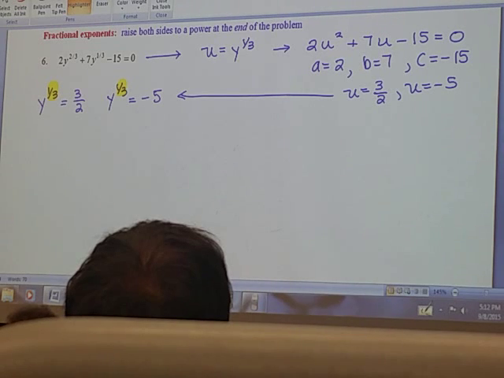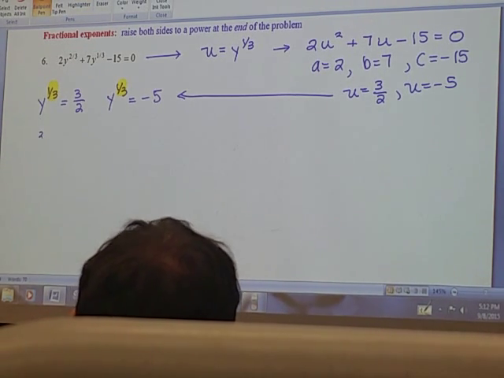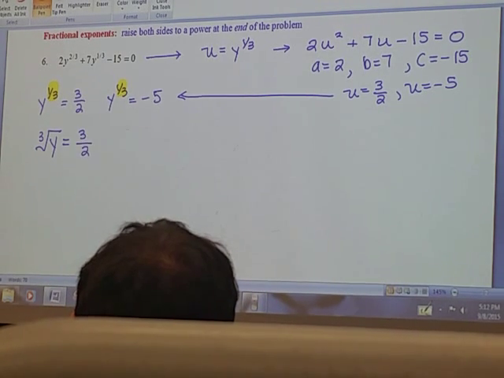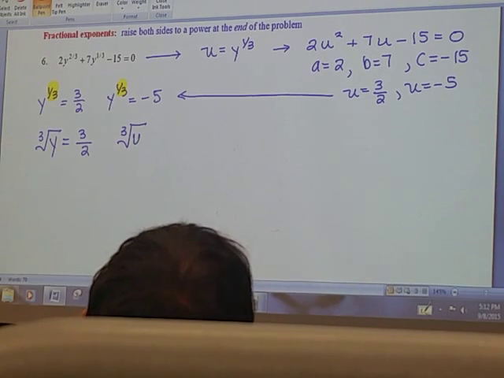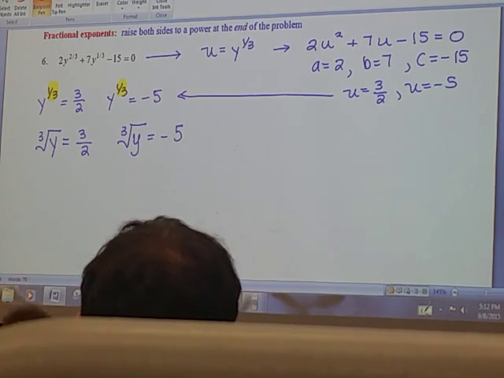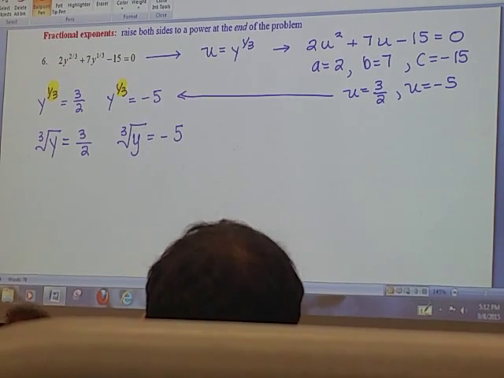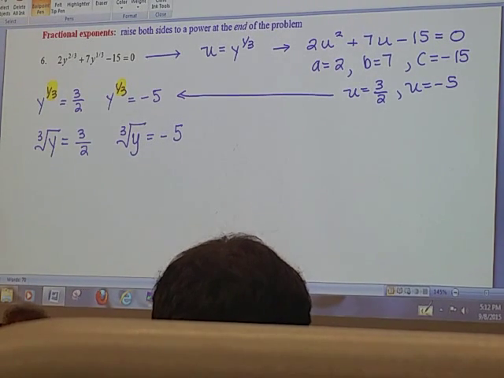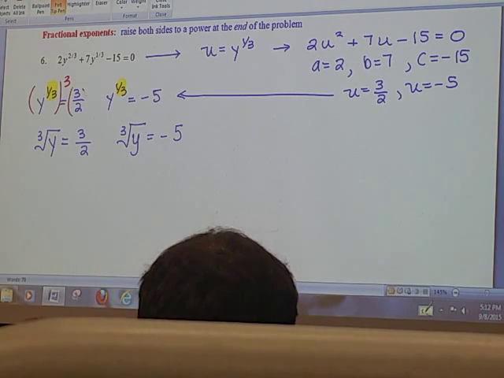Okay, so these fractional exponents mean radicals. So you could think of this, if you wanted to, like this. This is a cube root of y equals 3 halves. And then it's a cube root of y equals minus 5. So how do I get a y out of that? Erase the cube root. The cube. So I can do it from here. I don't have to rewrite it that way.